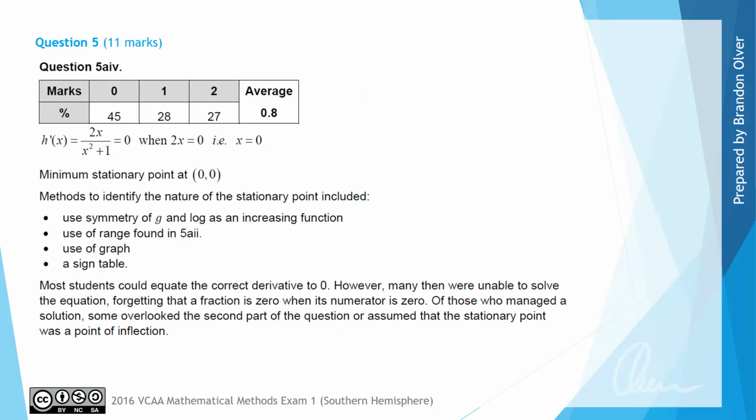From the examiner's report, we can see that 27% of students got full marks for this, and that other methods to identify the nature of the stationary point included the use of symmetry of g and log as an increasing function, the use of the range found back in part A II, the use of a graph, and the one that we showed, which was a sign table. Most students could equate the correct derivative to 0. However, many were then unable to solve the equation, forgetting that a fraction is equal to 0 when the numerator is 0.